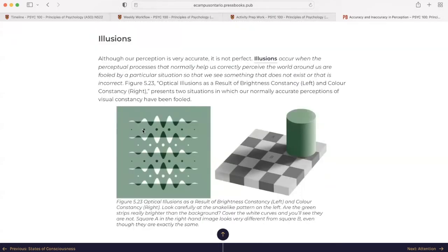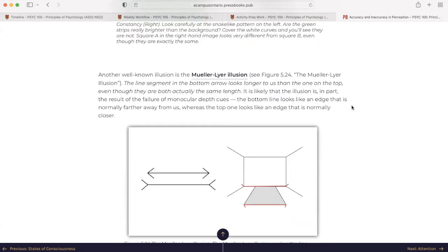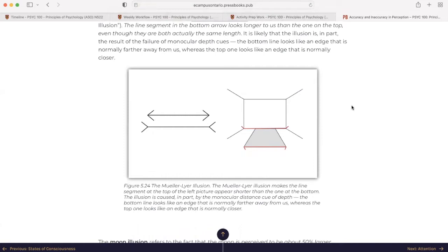Illusions are next. Although our perception is very accurate, it is not perfect. Illusions occur when the perceptual processes that normally help us correctly perceive the world around us are fooled by a particular situation, so that we see something that does not exist or that is incorrect. Yes, we can fool our eyes, can't we? Another well-known illusion is the Müller-Lyer illusion, where you take a couple of lines and you have one closer and one further apart, and one line looks longer than the other, but they're actually the same length.